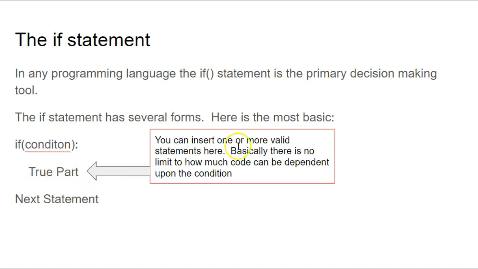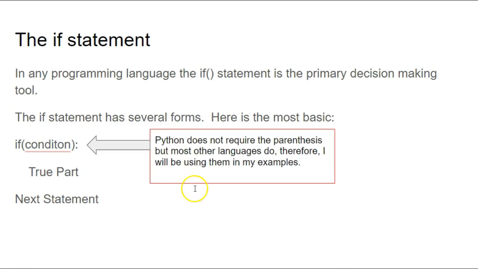What can be in the true part? Anything. As many statements as you want, including other if statements. Just remember, for it to be a part of this if statement, it must be indented evenly. Oh, just so you know, Python does not require these parentheses here, but almost all other programming languages do, so I will be using them in my examples.